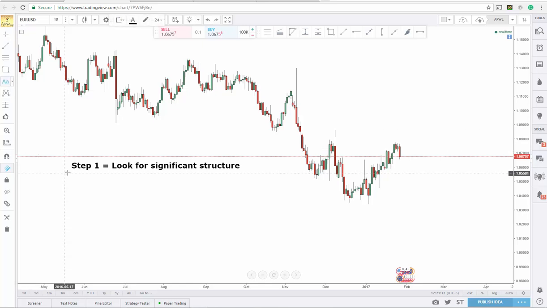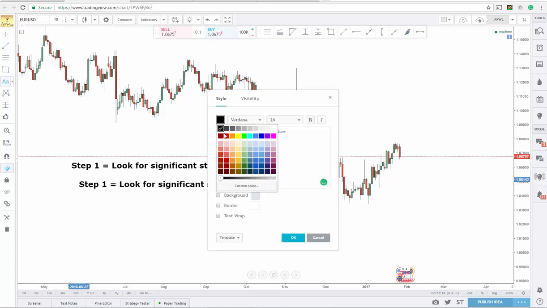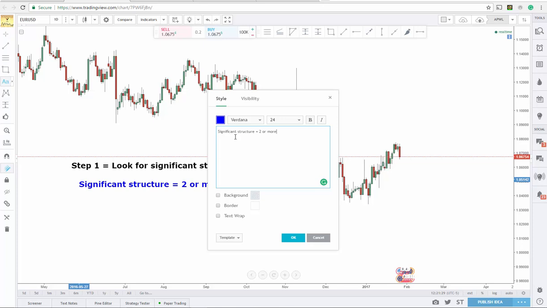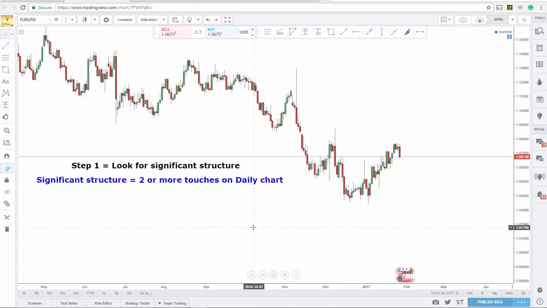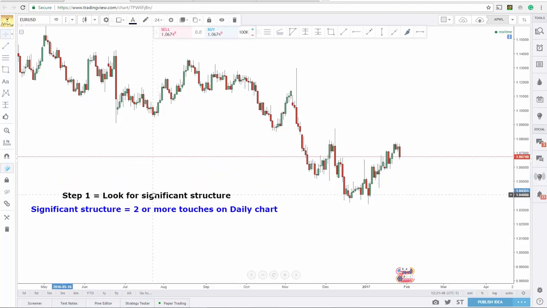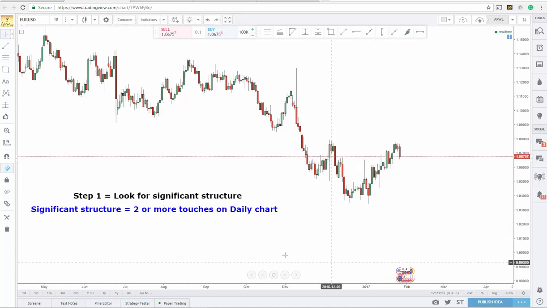So let's get our writing tool back out and change the color. 2 or more touches on daily chart. So now we know that the first step in doing our long-term analysis is to look for significant levels of structure, support and resistance. And how do we define a significant level of support and resistance? Well, we define that as 2 or more touches on the daily chart or weekly chart. Higher time frame charts is what I'm going for here.